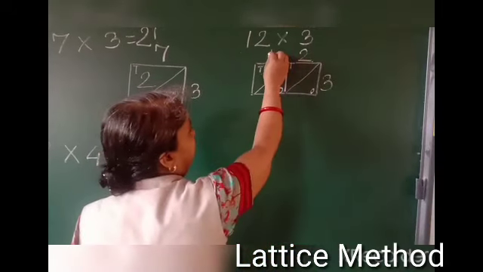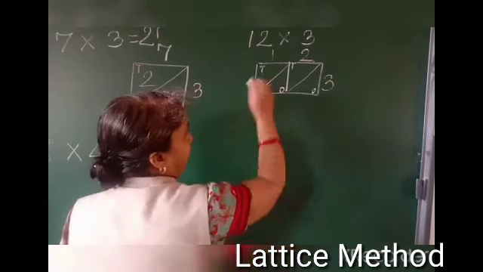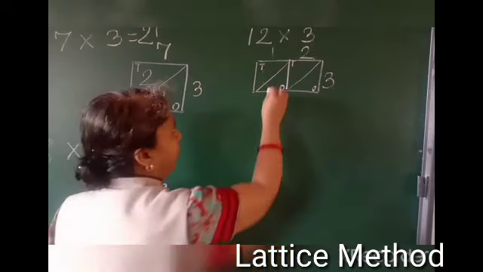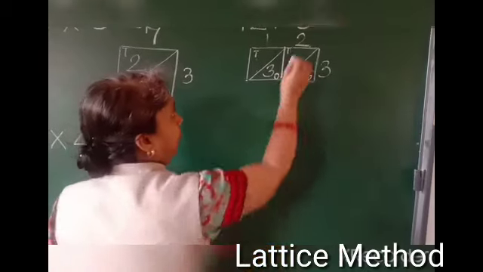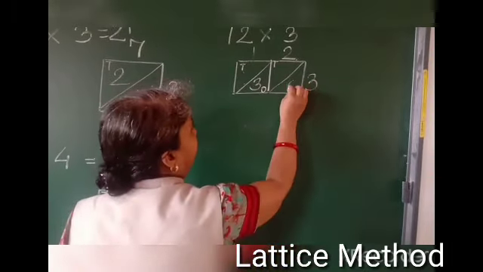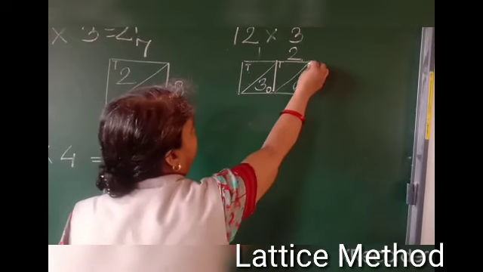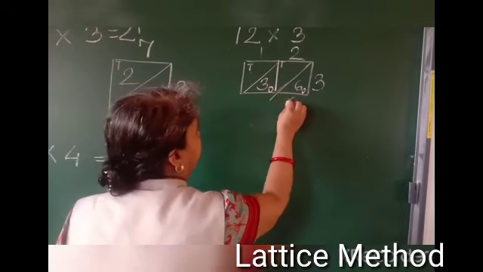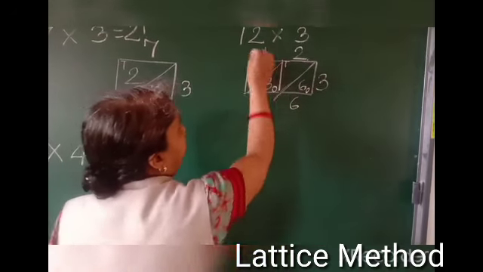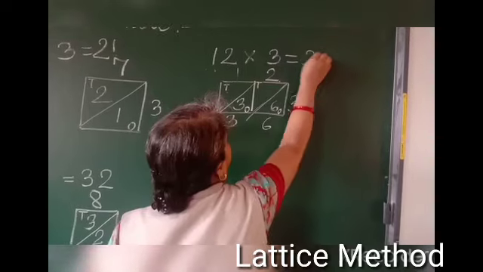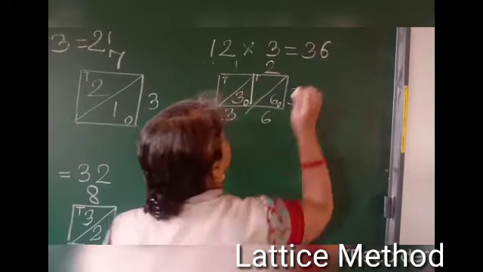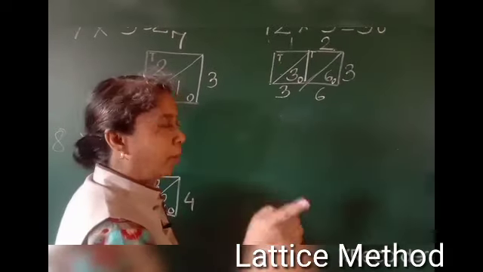So first let me multiply 1 by 3. 1 3s is 3, and 3 is at ones place, so I will write 3 here. This 2 3s is 6, so I will write 6 here. Nothing is here, so I will write it this way. This is 6, this column is empty, this will be written as 3. So 12 3s will be 30, and this will be written as 36. Fine. Now one more example.